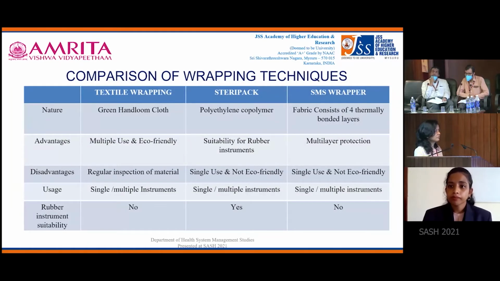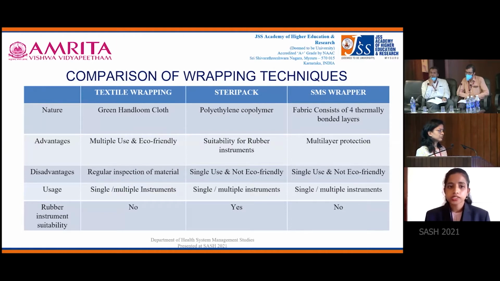Before starting the objective description, these are the fundamental characteristics of textile wrapping, Steripack, and SMS wrapper. The nature of textile wrapping is green handloom cloth. It can be green cloth as well. Steripack is polyethylene copolymer. And SMS wrapper is spun bond, melt bond, and spun bond. The spun bond acts as strength for the SMS wrapper, and the melt bond acts as a barrier.